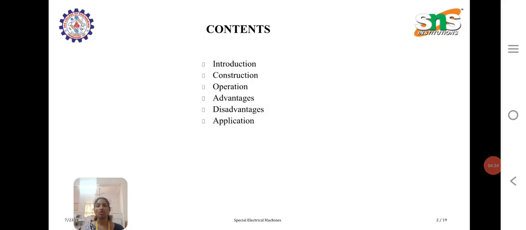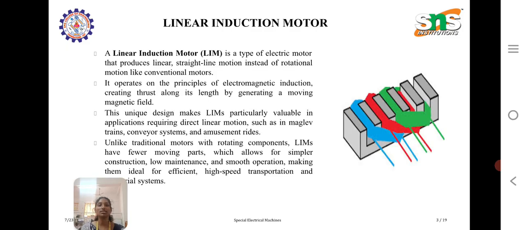So in the previous videos we have discussed the servo motor, hysteresis motor and AC series motor, and in this video we are discussing linear induction motor. So all these motors play a special role, and that's why they are called other motors, that is special motors which are used for small applications. So this is the picture of linear induction motor, where it is like a bar, so it is not a rotation type of motor.